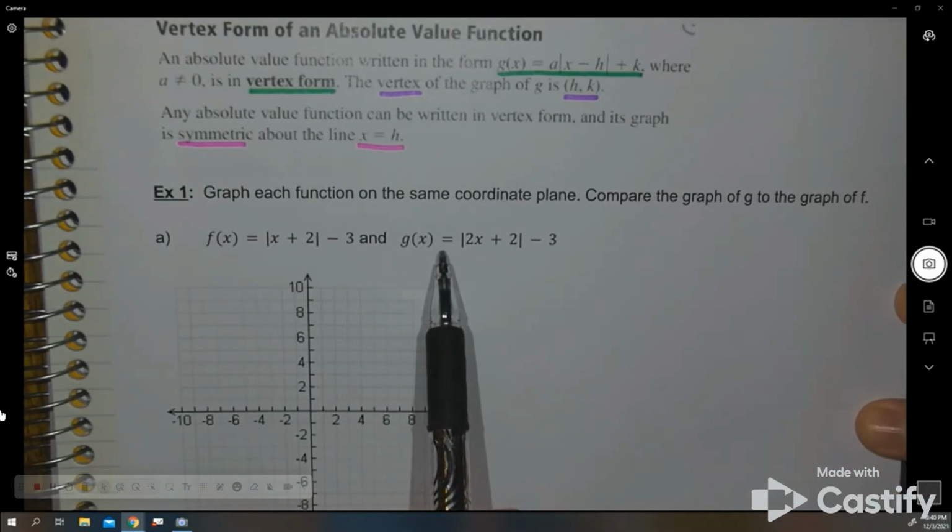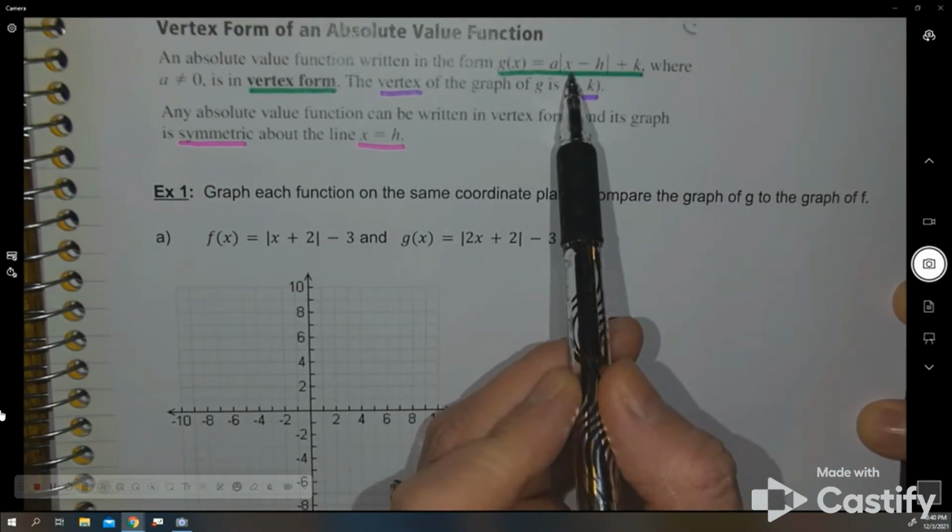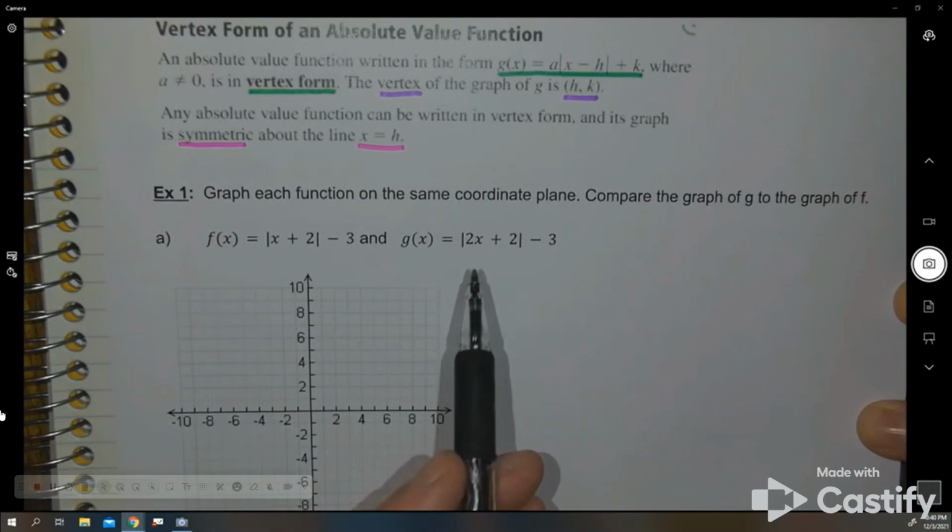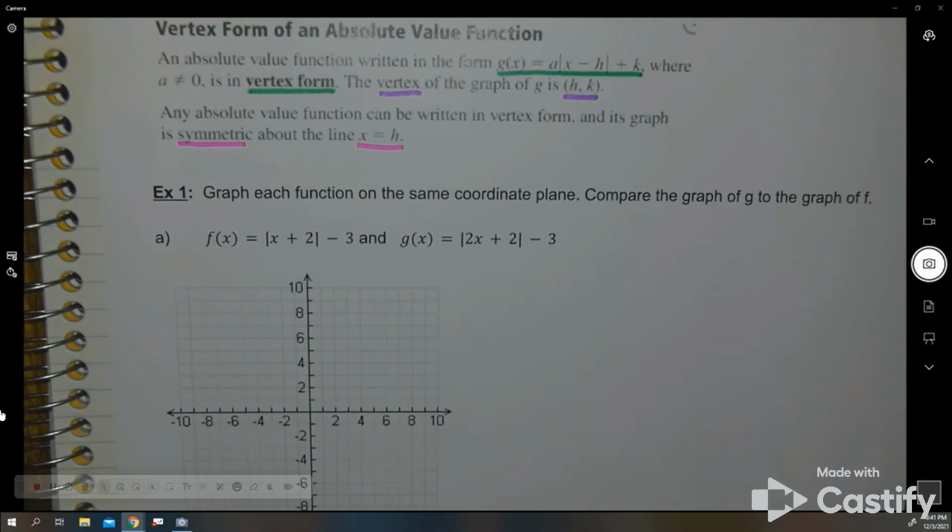But the function g of x is not in vertex form. And the reason it's not, notice how here x is just x, while there it's 2x. So that makes it a little bit different in terms of whether or not it would be considered vertex form. For that one, it is not. g of x is not in vertex form.